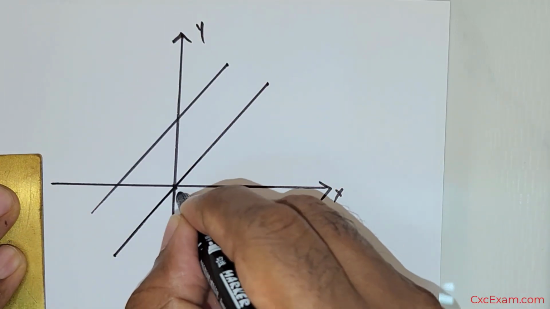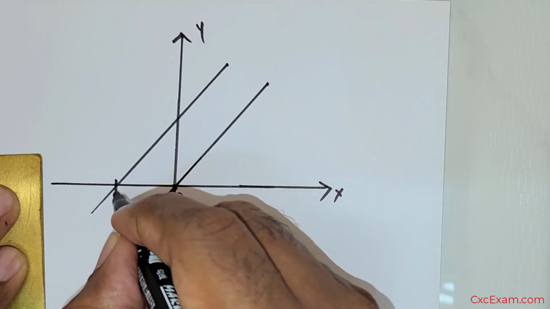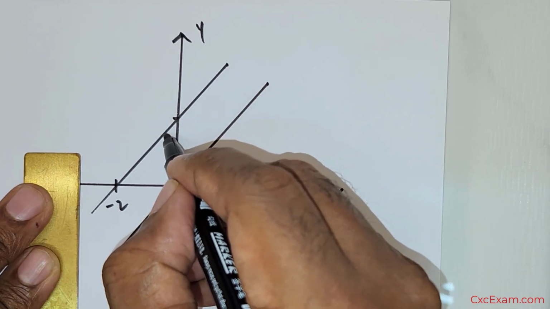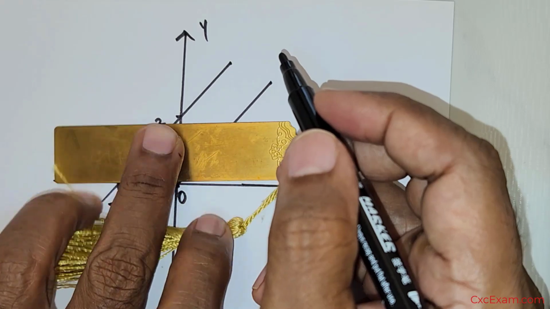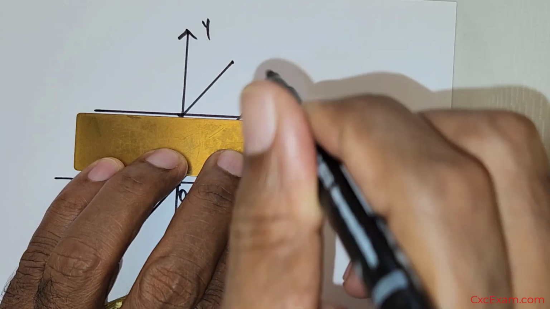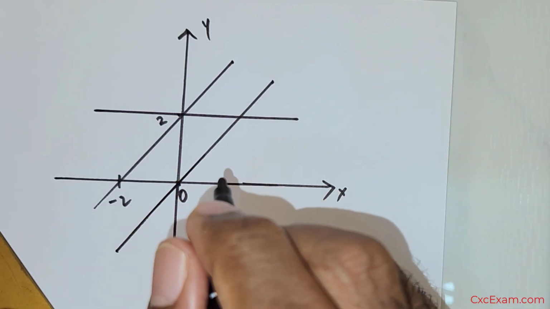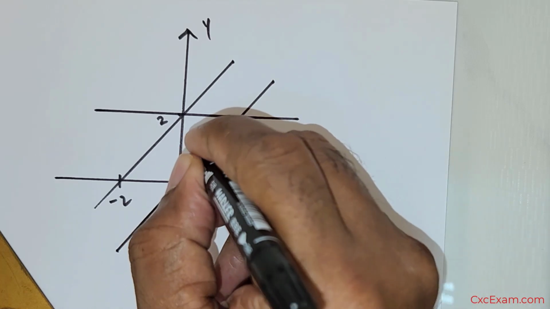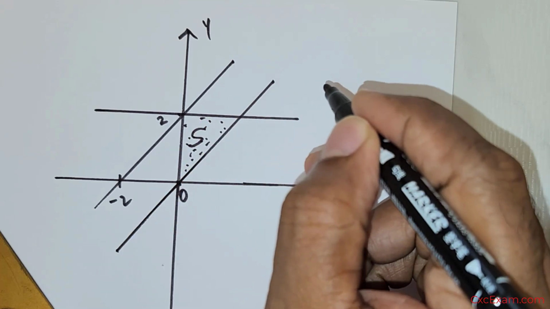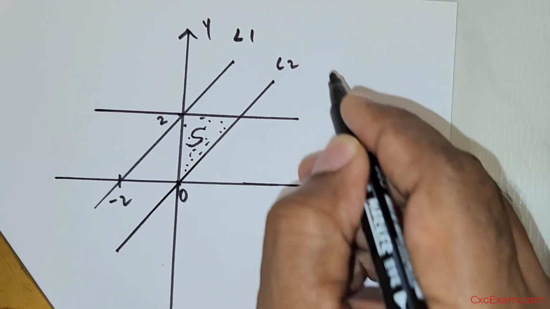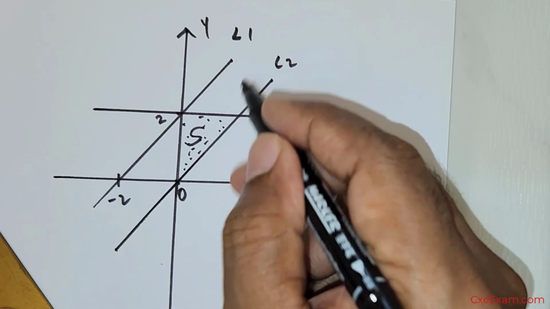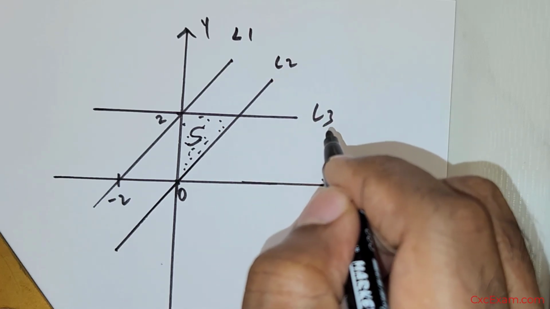This is origin 0. This intersection is -2. This is +2. Okay, and you have this region shaded. This region is S. This region is shaded. This is L1, L2 and L3. You are expected to find the equation of L1, L2 and L3.